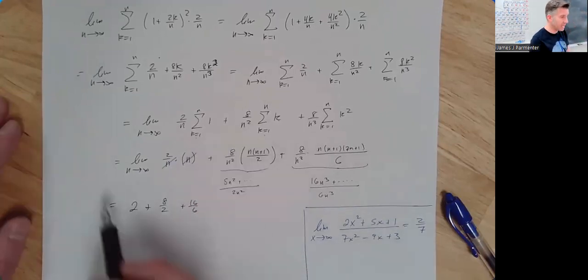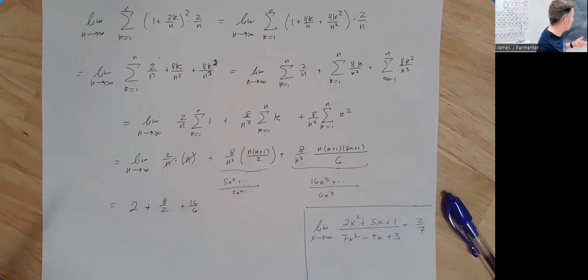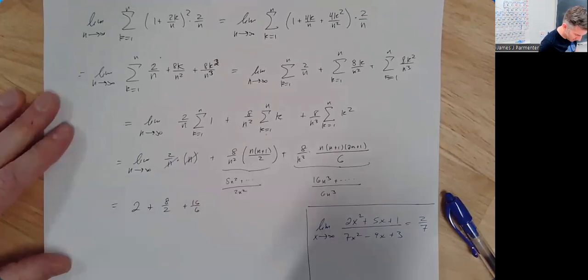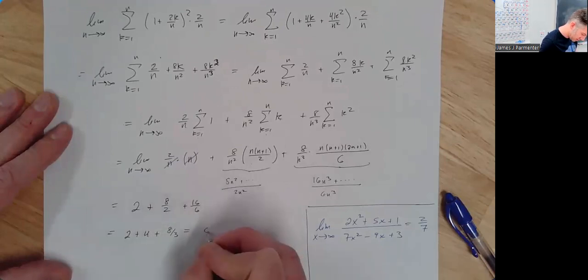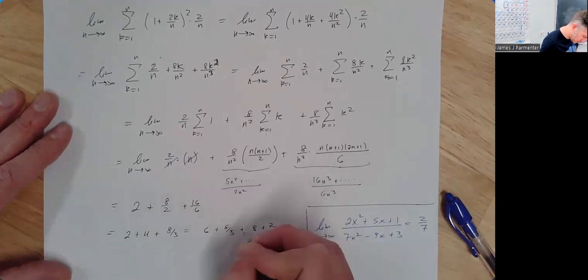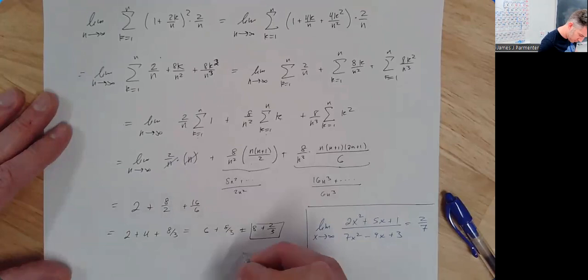So when you get to this stage of this kind of problem, you can just think about, okay, what's the leading coefficient on the top going to be? What's the leading coefficient on the bottom going to be? And those are the coefficients that make up your quotient. And then we can simplify. This is going to be 2 plus 4 plus 8/3, which is 6 plus 8/3, which is 8 2/3. Or if you prefer, 26/3.